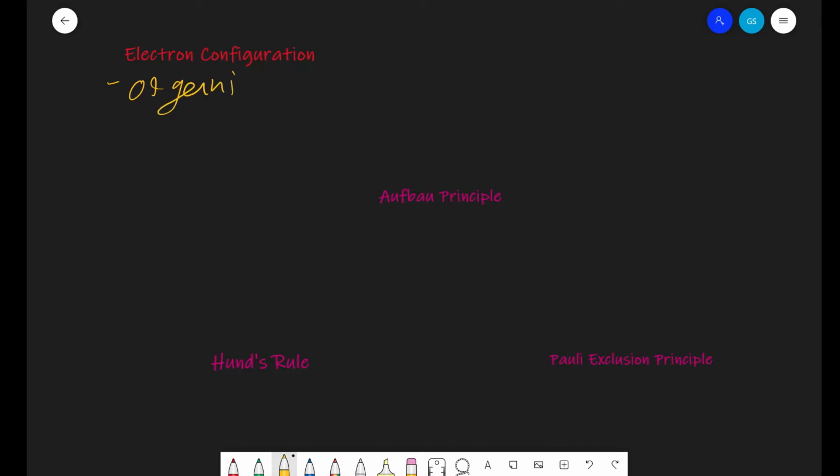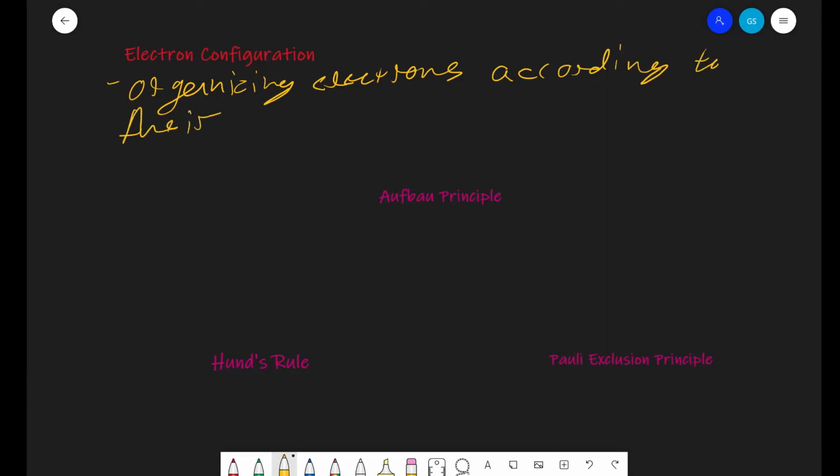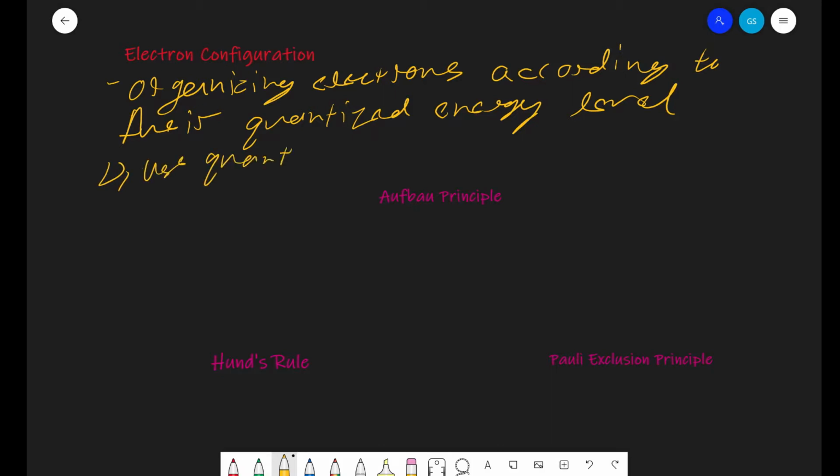Organizing electrons according to their quantized energy level. So organizing electrons according to their quantized energy level. And you use quantum numbers to do this. Use quantum numbers, which was talked about in the last video. So we're seeing the importance of quantum numbers already.